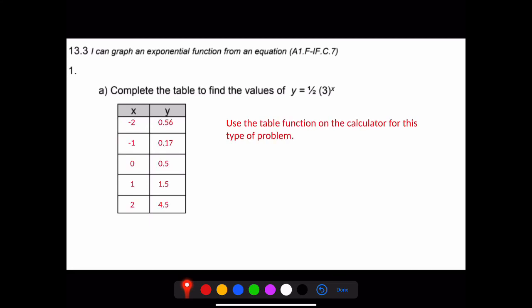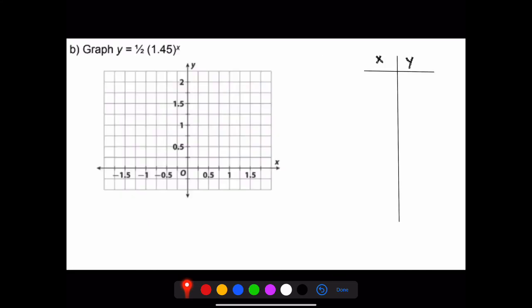Oops, sorry. So for letter B, we're going to graph the function y equals 1/2 times 1.45 raised to the power of x. So again, we start off with our t-table to make it very easy for us. We fill in our x values, and then we'll solve for our y values. And again, use the table function on this. The table function is key for you guys. So let's go ahead and do that.